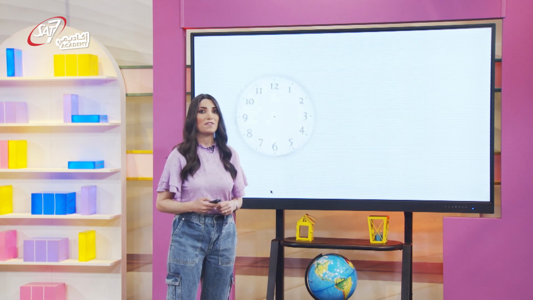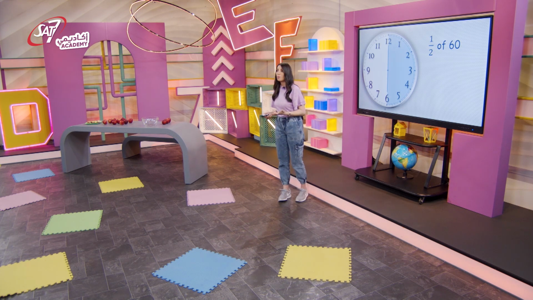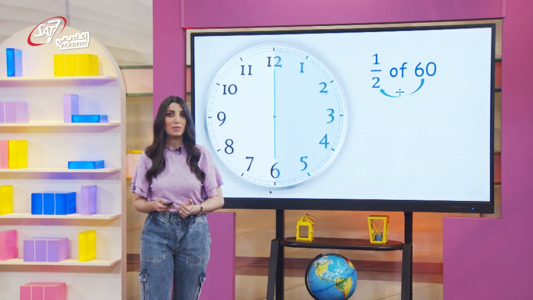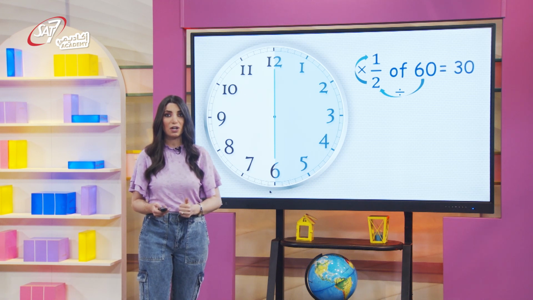Let's count in 5s. Remember that each small dash on a clock represents 5 minutes. To know how much half an hour is, we need to split the clock into 2 equal parts, and 1 out of the 2 would be half. That would be 5, 10, 15, 20, 25, 30 minutes. We also know that 60 divided by 2 equals 30. There are 30 minutes in each of those 2 sides of the clock.